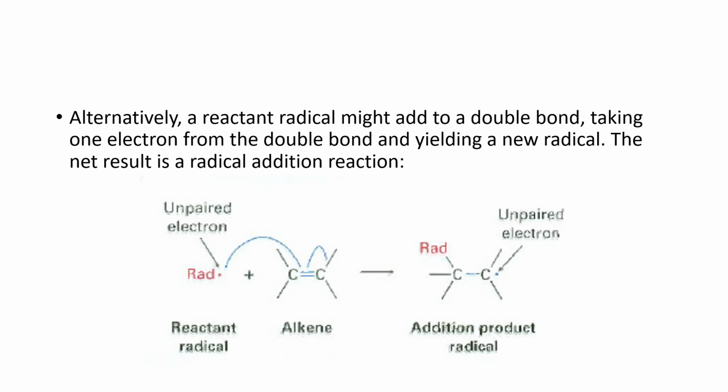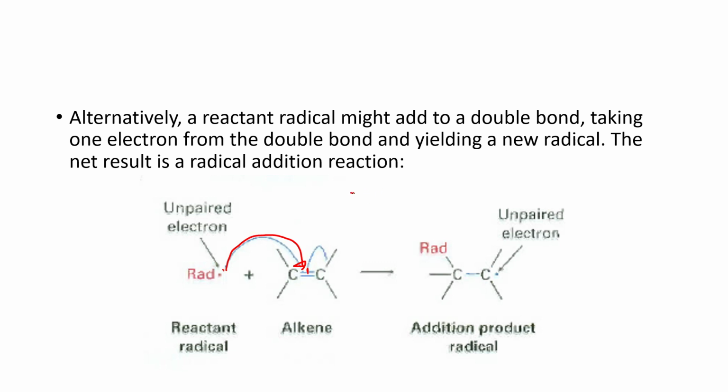So alternatively, a radical might be able to bond with a double bond, taking one electron from a double bond and yielding a new radical. The net result is a radical addition reaction. Okay, so what happens is your radical here will be attached to this carbon atom. It will take one of the atoms in a double bond.